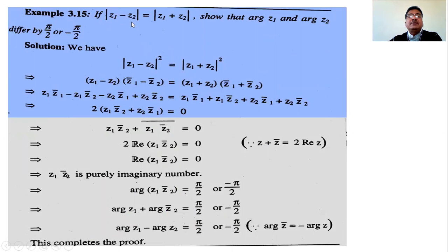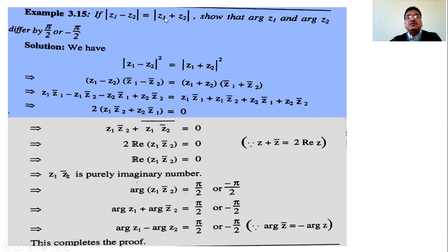So if mod Z1 minus Z2 is equal to mod Z1 plus Z2, then show that the argument of Z1 and argument of Z2 differ by, and differ means their difference, the difference between argument of Z1 minus argument of Z2 is either pi by 2 or minus pi by 2. So this is the given. So consider that equality, not inequality.